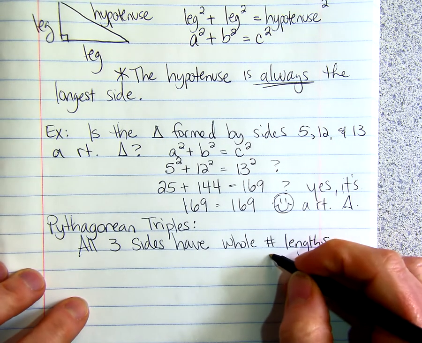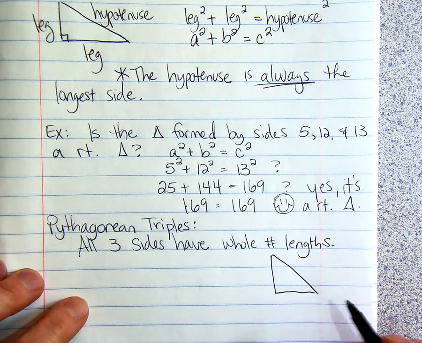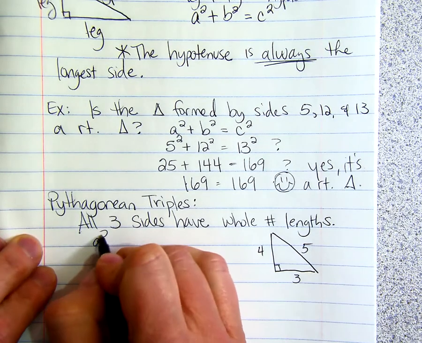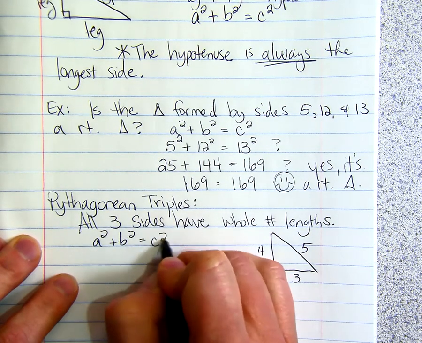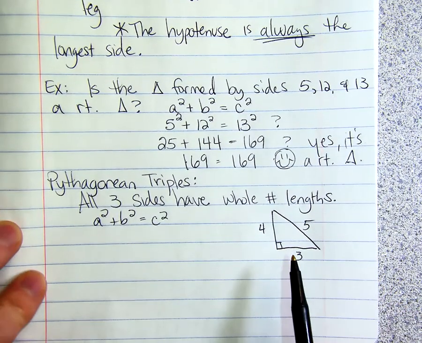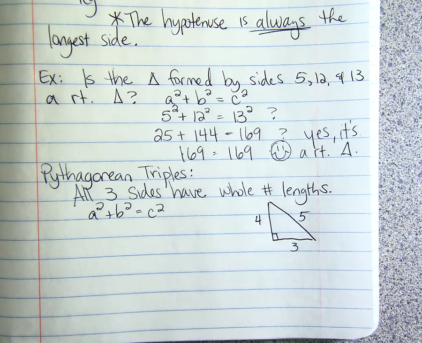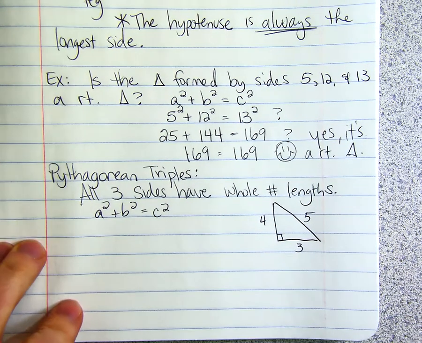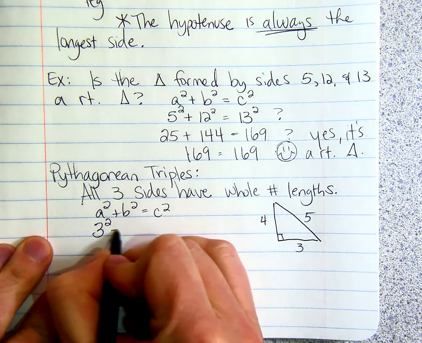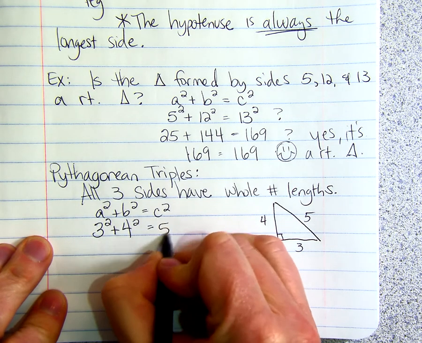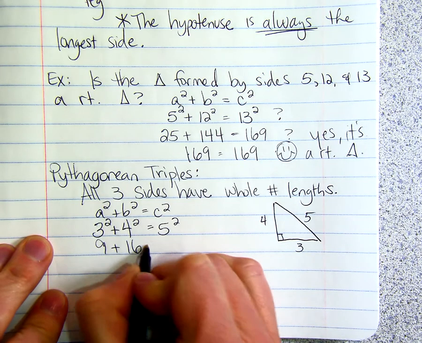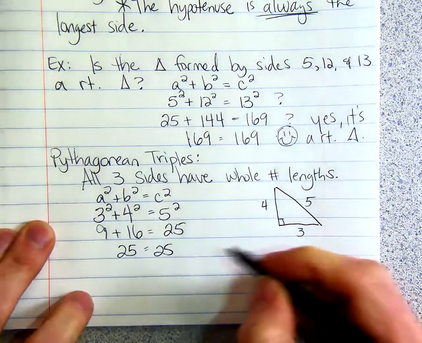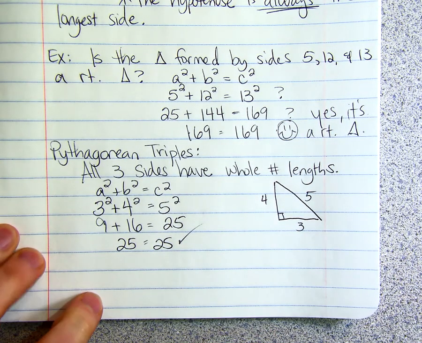So here's an example. 3, 4, 5. If I do a squared plus b squared equals c squared, and I want to know, is this a Pythagorean triple? So in other words, is it a right triangle? And since they're all three whole numbers, does that make it a triple? So we have to find out, is 3 squared plus 4 squared equal to 5 squared? So we have 9 plus 16, does that equal 25? Sure enough, it does. So 3, 4, 5 is a Pythagorean triple.